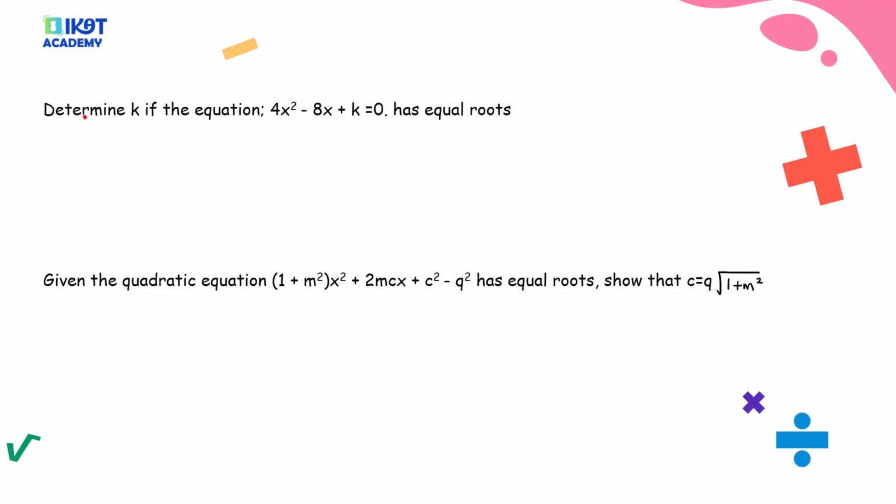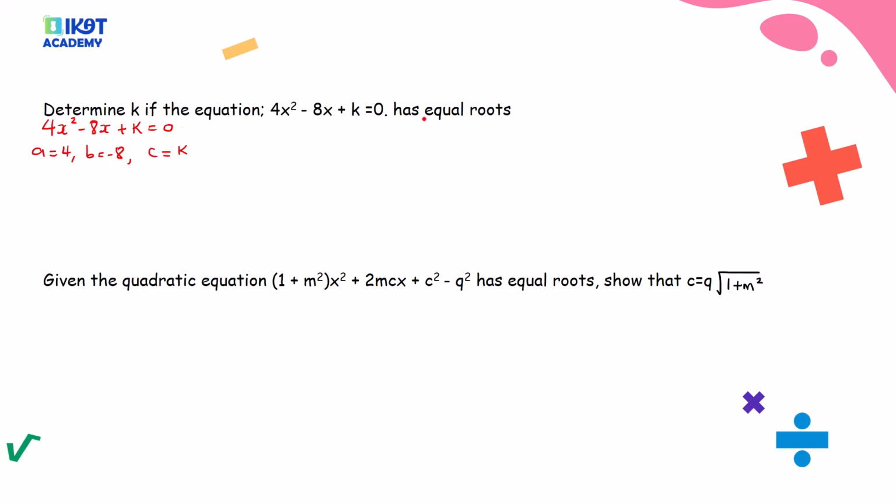Okay, so let's look at these two examples from what we've learned from real repeated roots or equal roots. So here the question says determine k if the equation this has equal roots. So this is our equation, 4x squared minus 8x plus k is equal to 0. So what is a? A is 4. What is b? B is negative 8. Never forget to carry the coefficient.